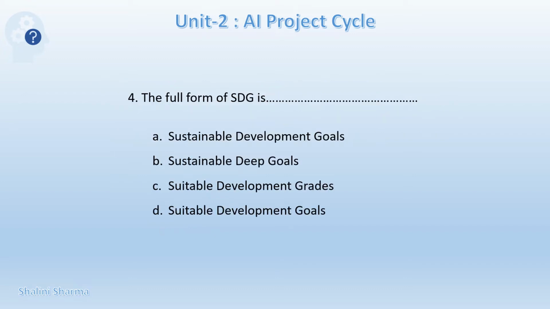Question 4. The full form of SDG is A option Sustainable Development Goals, B option Sustainable Deep Goals, C option Suitable Development Grades, D option Suitable Development Goals. So students, what's the correct option? The full form of SDG is Sustainable Development Goals. As we are all aware, the Sustainable Development Goals have been specified by the United Nations.